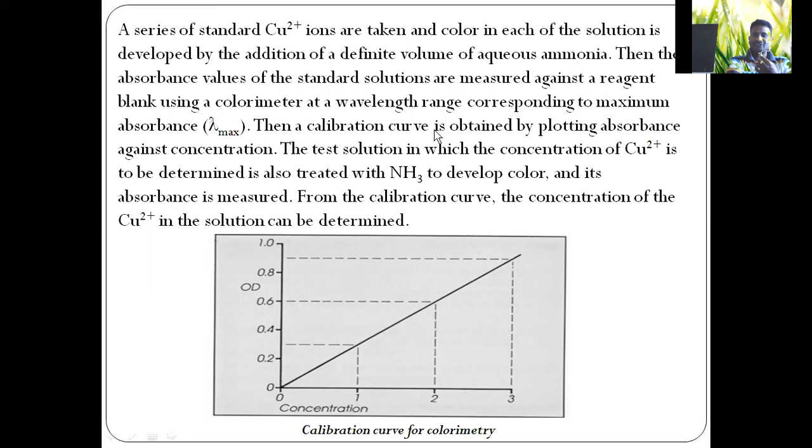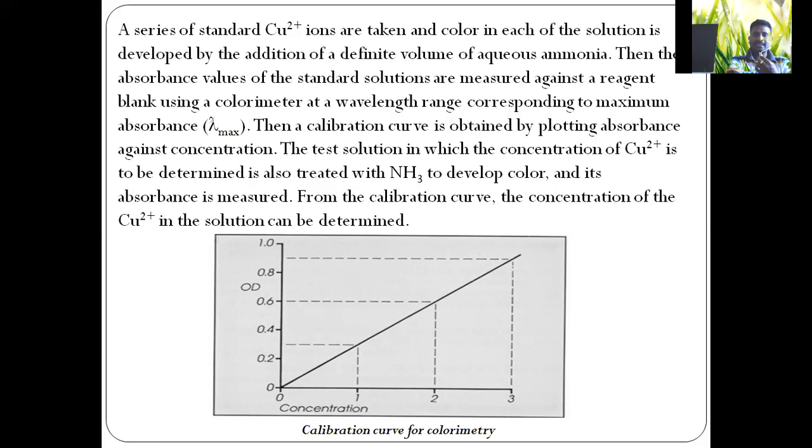Then a calibration curve, as shown below, is obtained by plotting absorbance against concentration. The test solution, in which the concentration of copper 2 plus ions is to be determined, is also treated with ammonia to develop color. The test solution means the solution whose amount of copper 2 plus ions is to be determined. By adding ammonia, color is developed and its absorbance value is measured using a suitable blank solution.